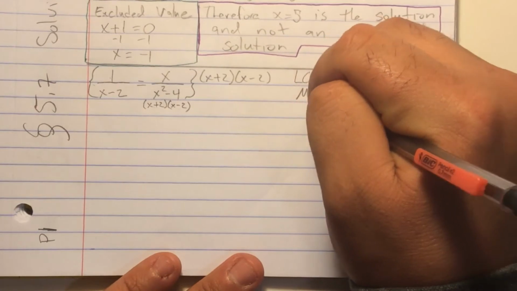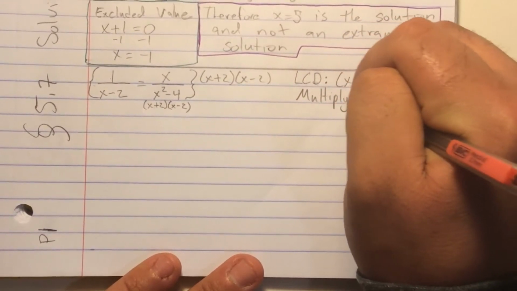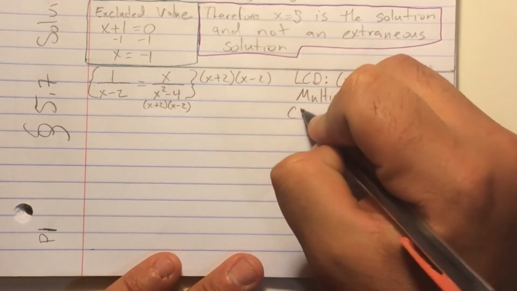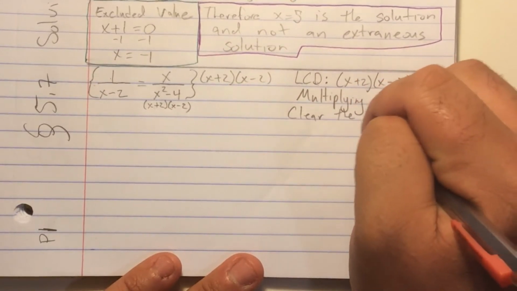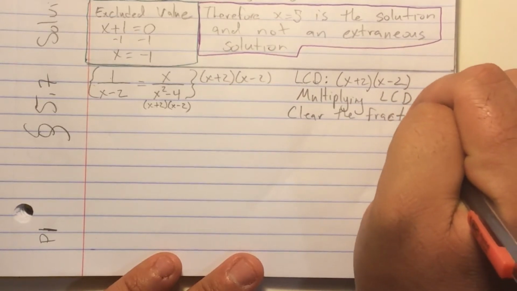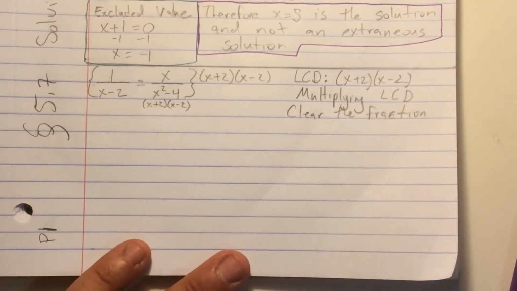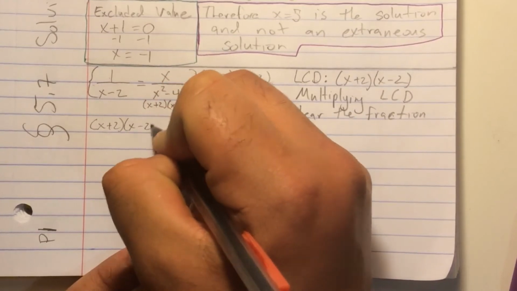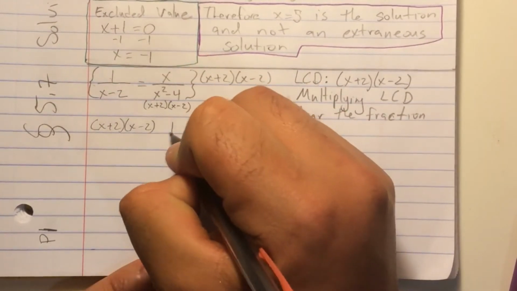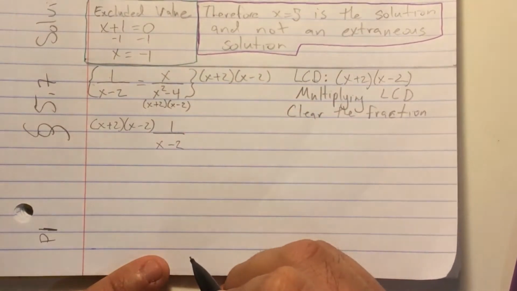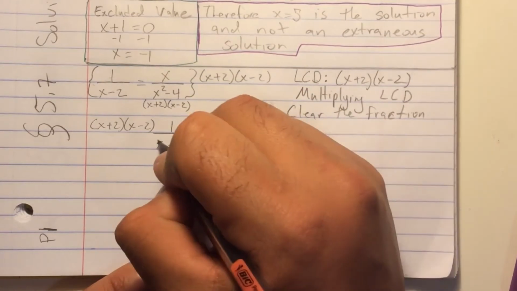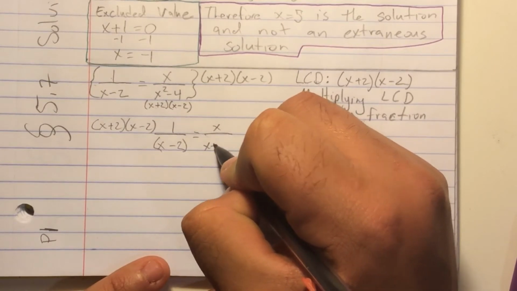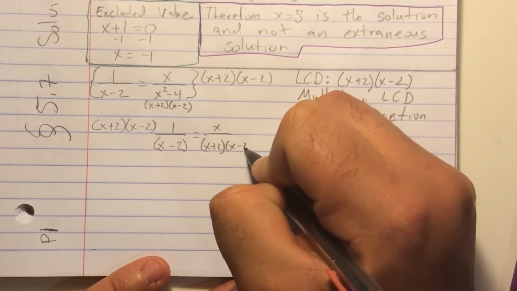And the reason we're multiplying the LCD is because we're going to clear the fraction. Because I know you guys love fractions, so we're going to clear them to make it a little easier. So we'll rewrite this as x plus 2, x minus 2, which is our lowest common denominator, multiplied by 1 over x minus 2. And then we're going to have our equals. Go ahead and put parentheses in this as well. Equals x over x plus 2 and x minus 2.